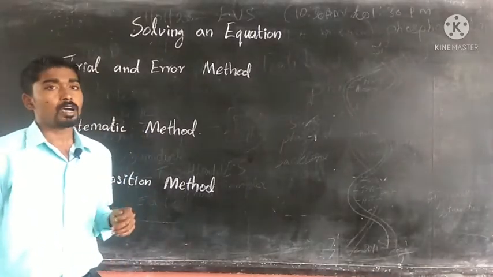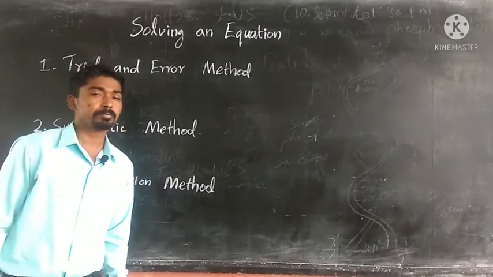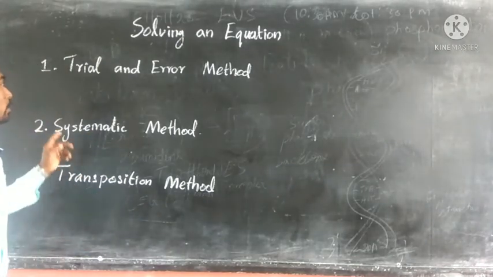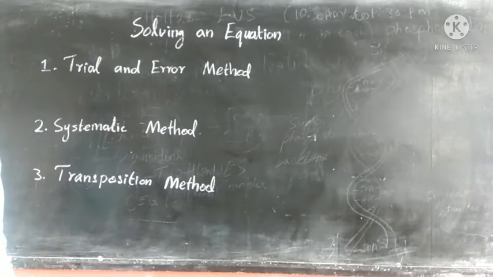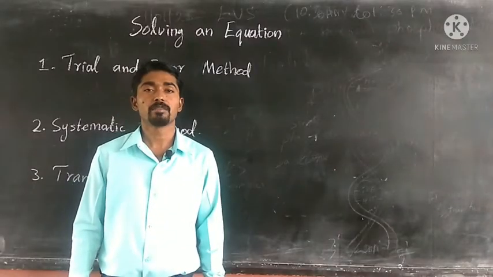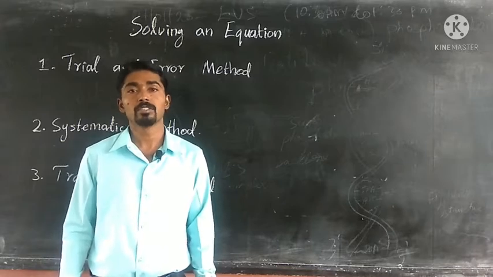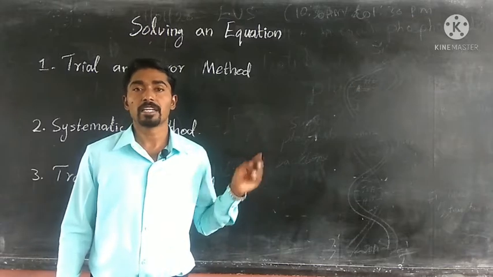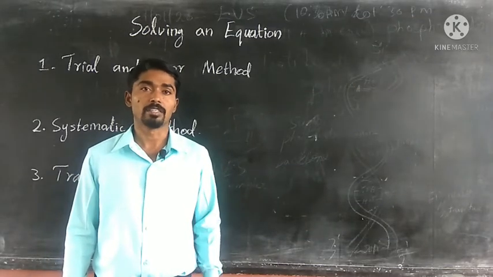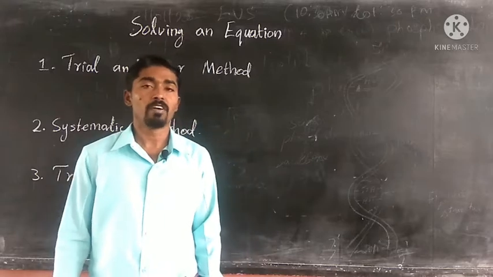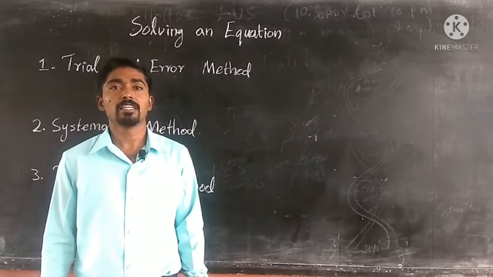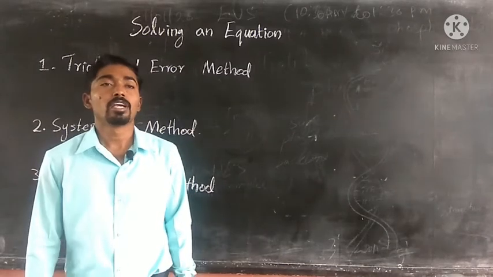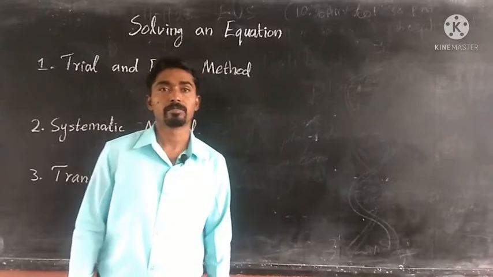We are going to learn how to solve an equation. There are three methods to solve an equation. First method is trial and error method. In trial and error method, we can substitute some values for the variable and verify if the left hand side and right hand side are equal or not. The value of the variable for which the left hand side and right hand side of the equation become equal is the required solution of the equation.